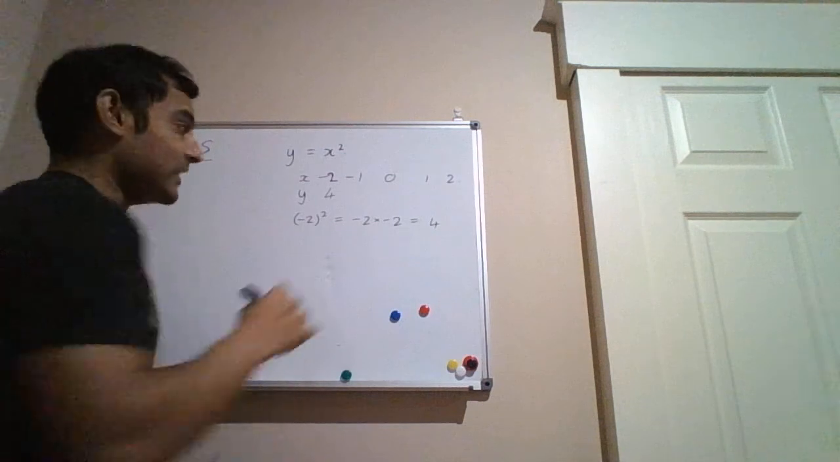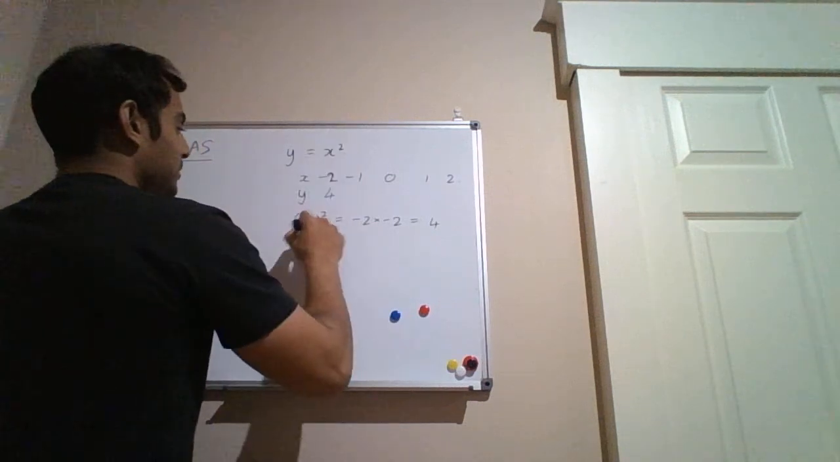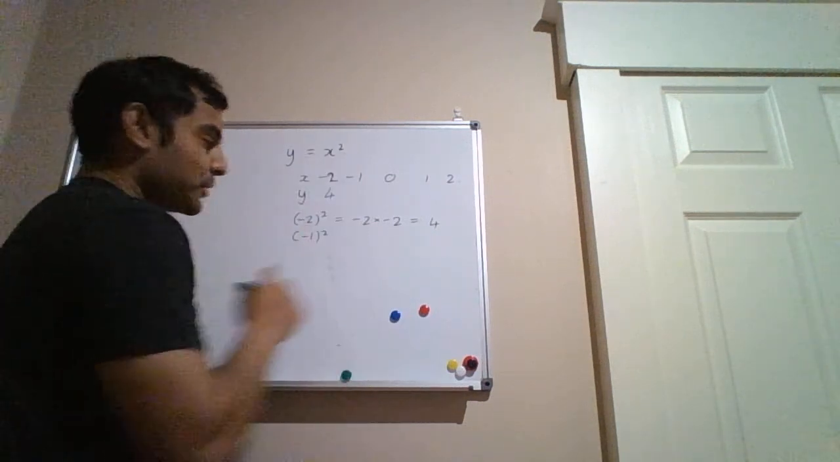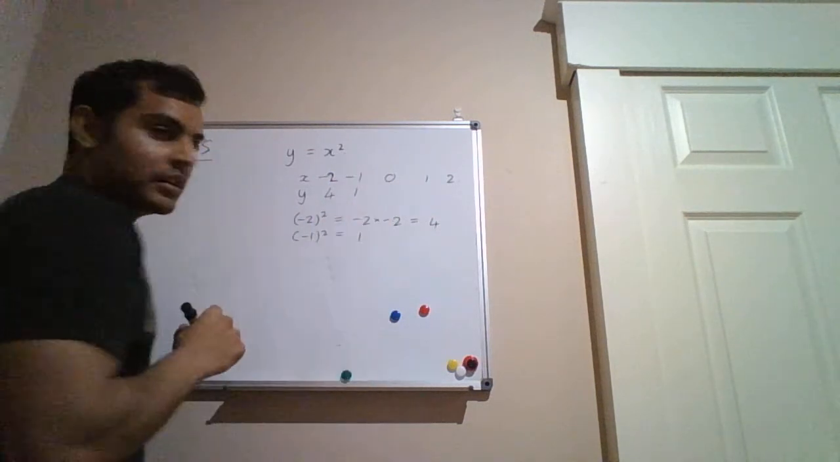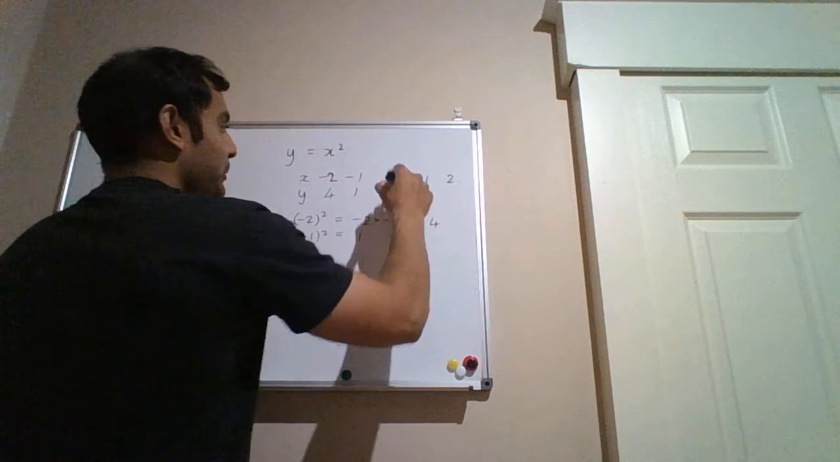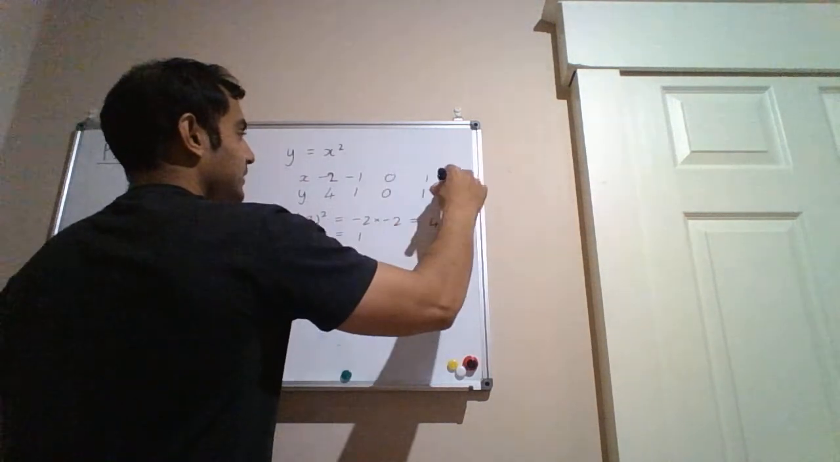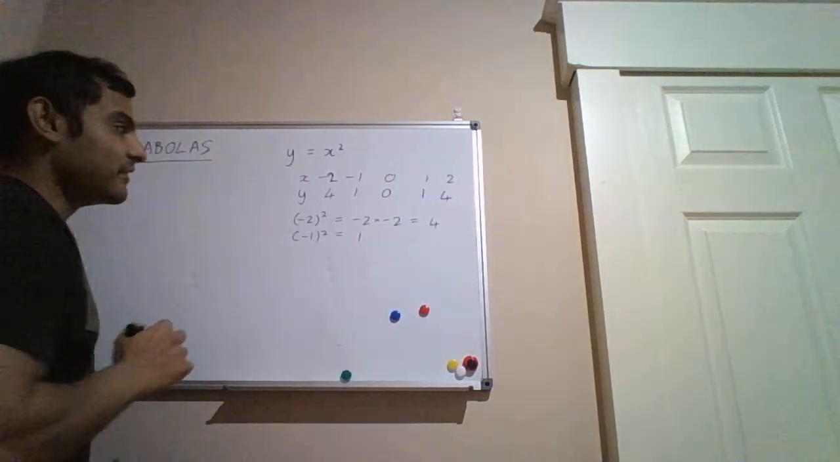Same thing for minus 1. We input minus 1, it becomes squared, and that gives us 1. Okay, continuing for the remaining points, we get 0, 1, and 4.